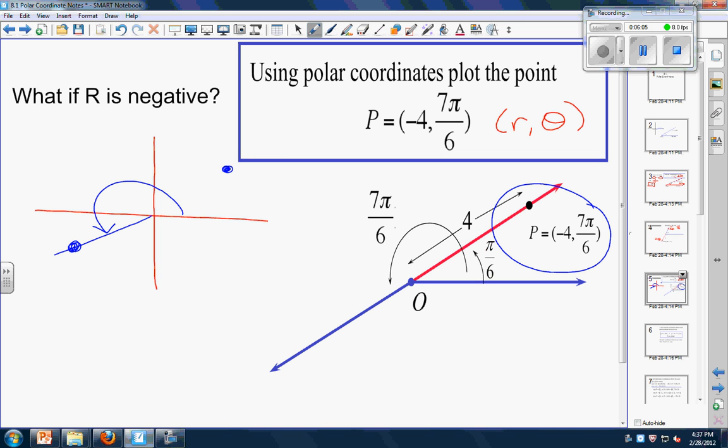Now you may be wondering, why would we want to plot these when it's negative, when I can say that point right there is the same thing as a positive 4 and just a single pi over 6, like we have right here. Because pi over 6 and 7 pi over 6 are separated by exactly 6 pi over 6, which is 1 pi. So there's all kinds of different conversions in between these things. Okay.